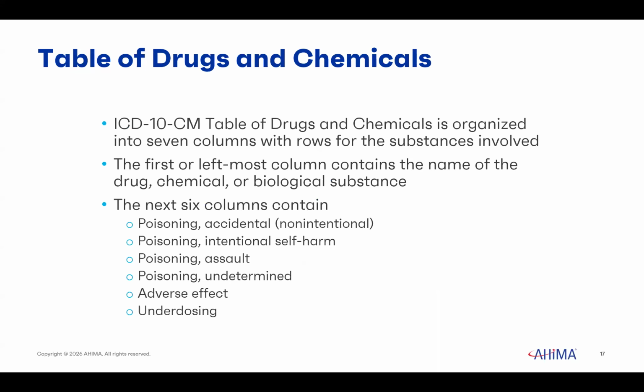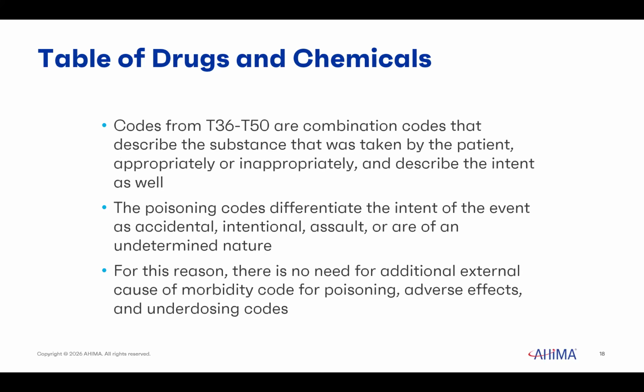And again, in a lot of ways, you can think of this as being similar to the neoplasm table. The table of drugs and chemicals has 7 columns. The first column has the name of the drug, chemical, or biologic substance. And then the next 6 will describe whether it's poisoning accidental, poisoning intentional, poisoning assault, poisoning undetermined, adverse effect, or underdosing. And again, all these codes are combination codes that have the intent, which is why no additional external codes are needed.